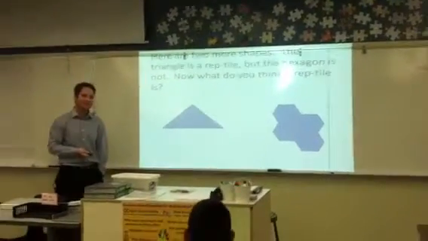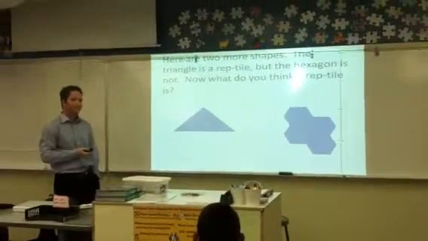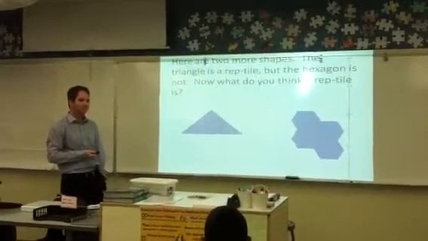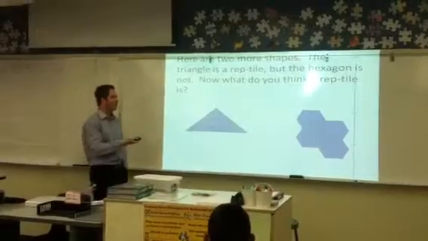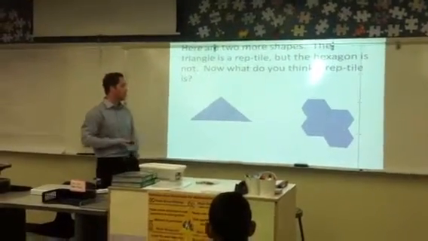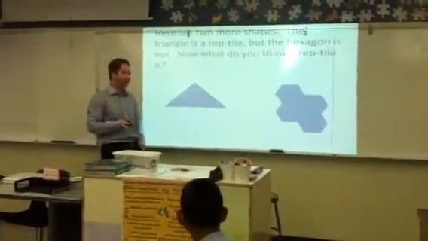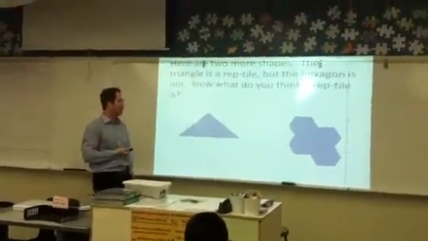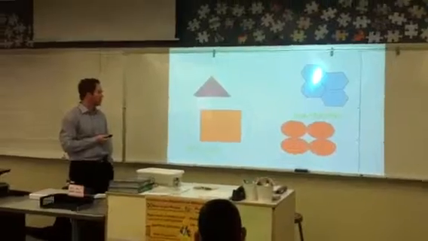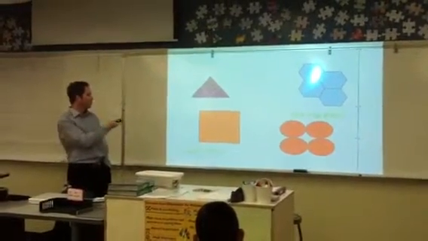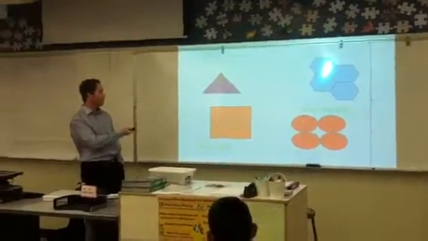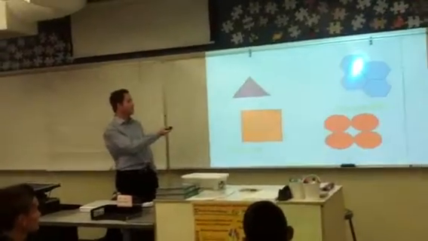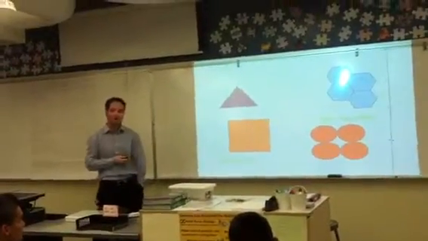Cecily? Because it's not forming to be a hexagon, it's just forming to be something. Right. So put together, this hexagon does not form a bigger hexagon. Even though they fit together nicely, it's not a reptile. Okay, so here are the examples we went over. The triangle is a reptile, the square is a reptile, the hexagon and the circles are not reptiles.